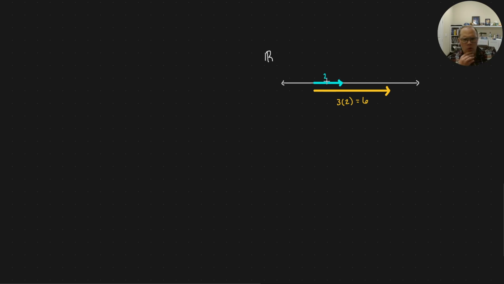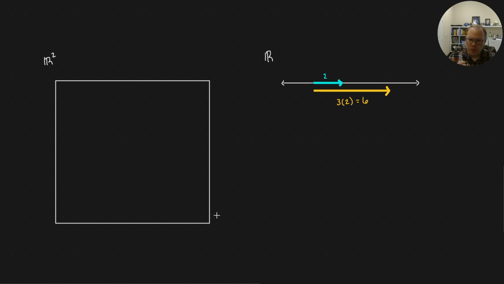Notice that the role this number is playing, let me use a different color, the role this number is playing and the role this number is playing are a little different, right? This is giving us direction and magnitude, whereas this is stretching out the first number. We're thinking about them differently. Okay, let's take that now to the multidimensional setting. And I want to do pretty much the same thing.